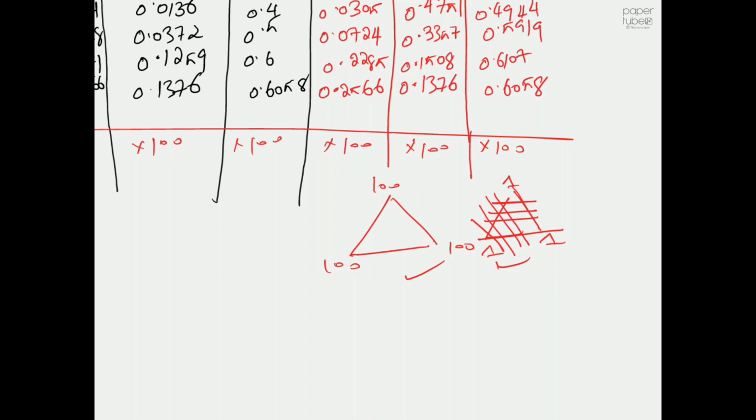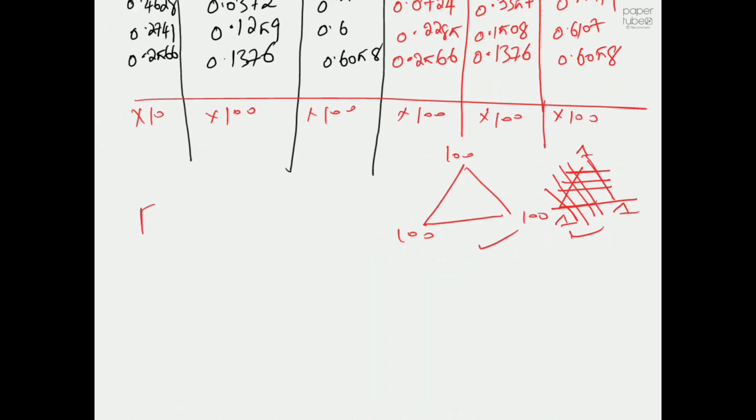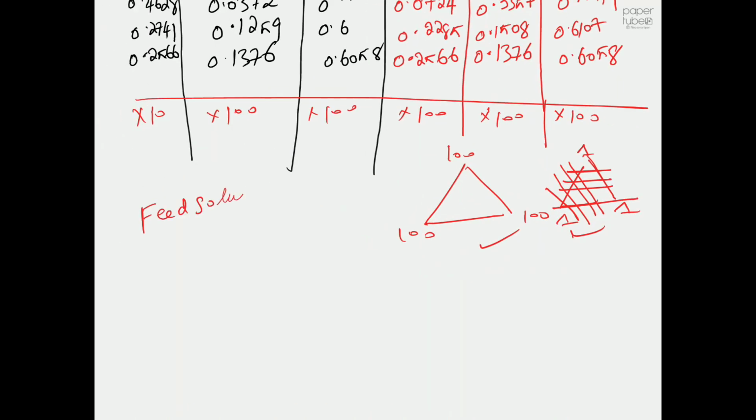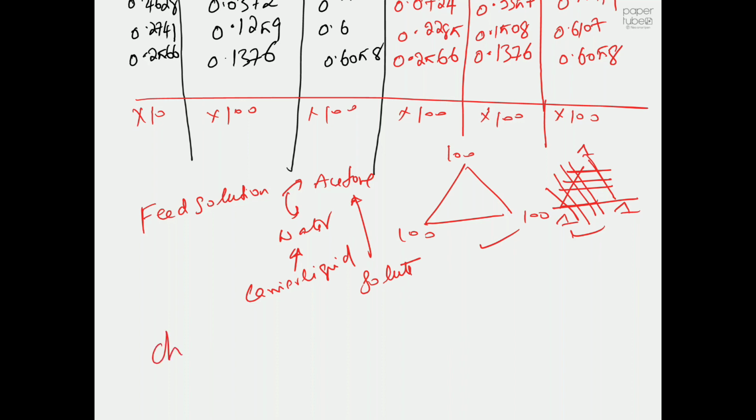So these are the values we have. So what is water? Water and acetone make the feed solution. So our feed solution is acetone and then water. Water is nothing but your carrier liquid. Acetone is the solute. And then we are using chlorobenzene as our solvent. So this is our solvent.